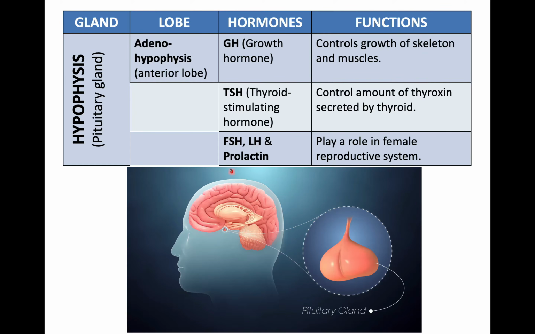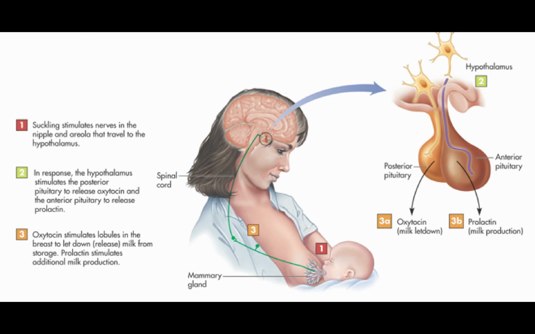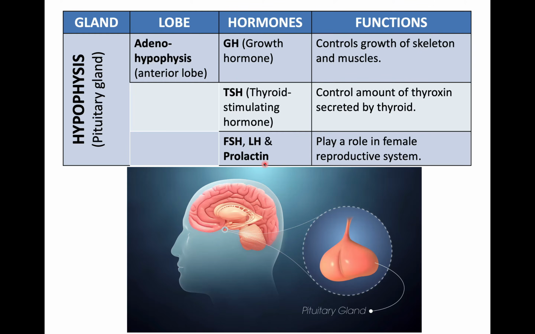Moving on to prolactin. What prolactin does is that it stimulates the mammary glands to produce milk. When does this happen? After the birth of a baby. Let's move on to the next important gland that's busy secreting another important hormone.